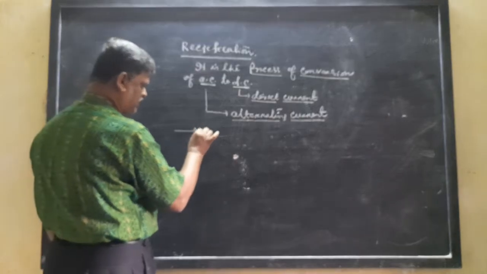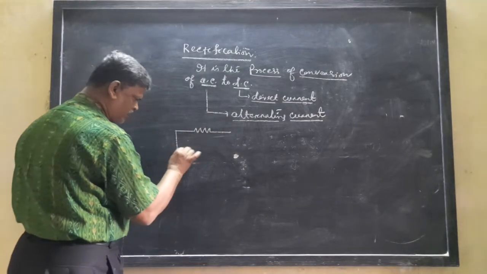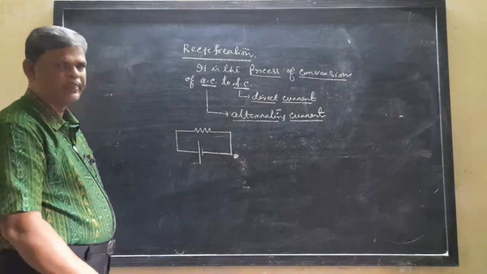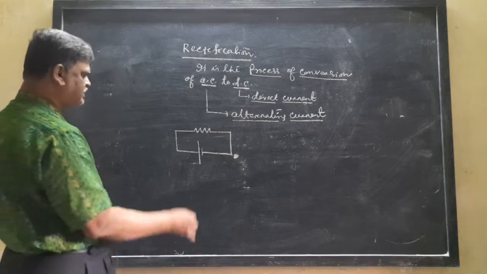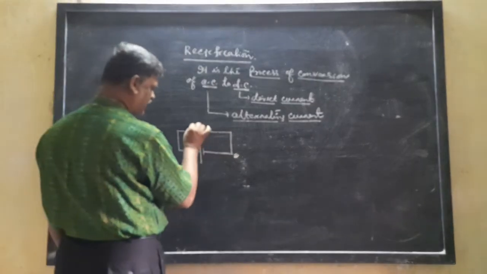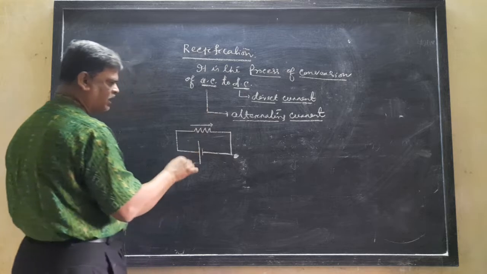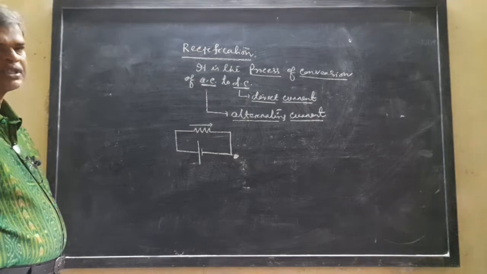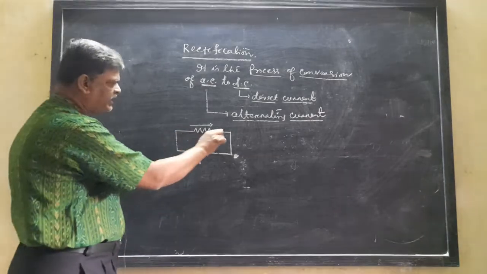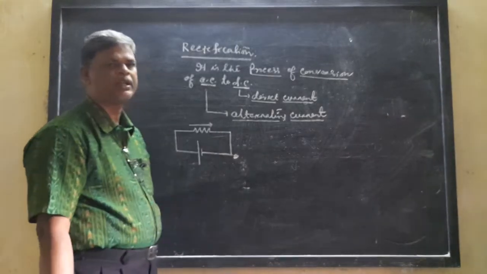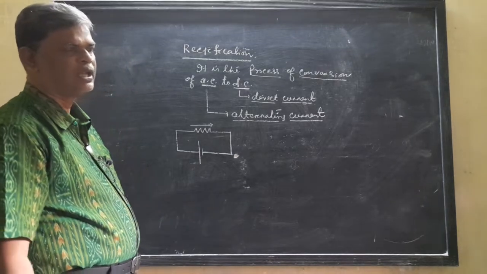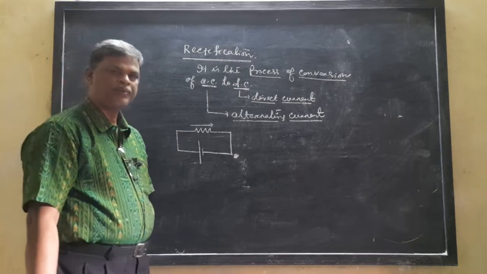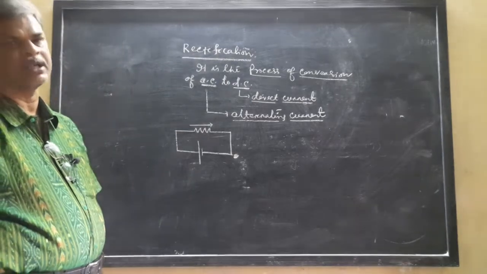Suppose this is a circuit. We use a DC source. This is the symbol of the DC source. If you use a DC source, the current always flows from positive to negative. This is the direction of the current. Current always flows from higher potential to lower potential. This is unidirectional current. Direct current means unidirectional current. Its magnitude may be constant or variable, but the direction is always constant.